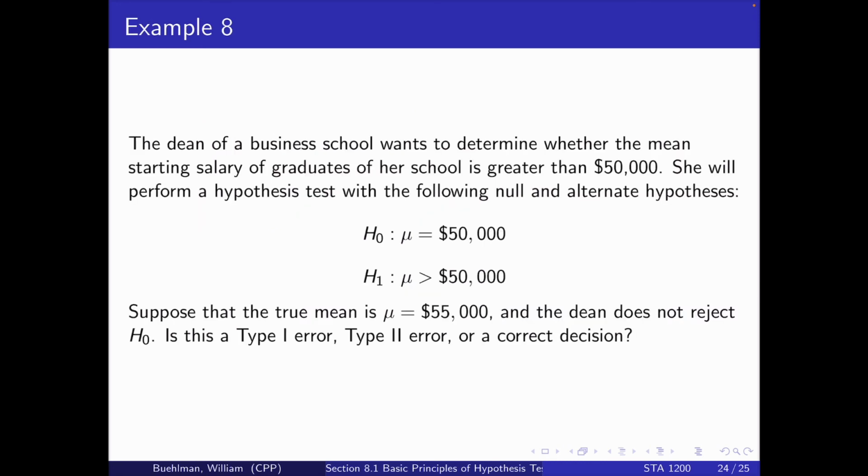Example 8. Same dean, same school, same $50,000 hypothesis test. So we're going to have that the true mean in this case is $55,000 and the dean does not reject the null hypothesis. Is this a type 1 error, type 2 error, or a correct decision?